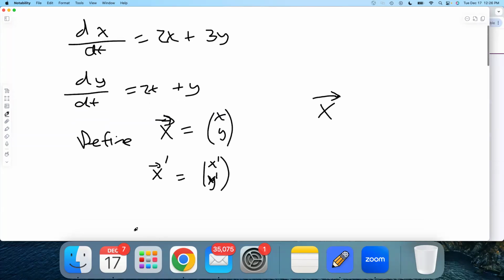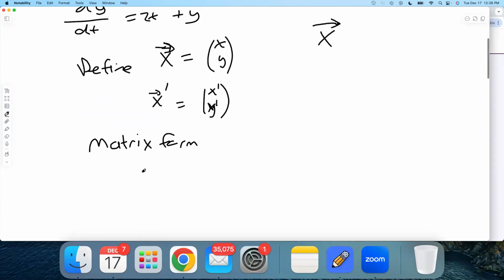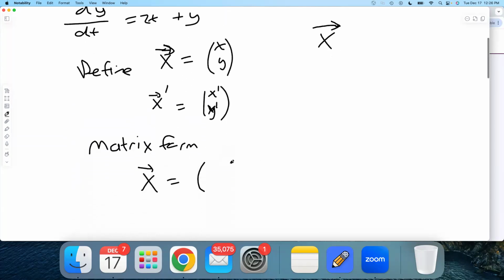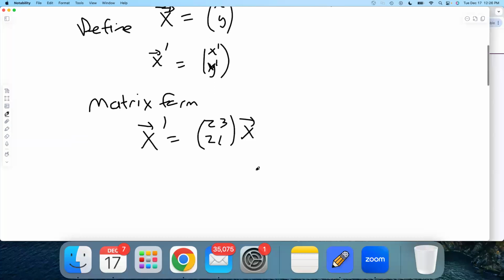And then we could write this equation in matrix form. That's your first step. And that would be the vector x prime equals, what was it, 2, 3, 2, 1, times vector x. Okay, now we're going to find our eigenvalues and eigenvectors.